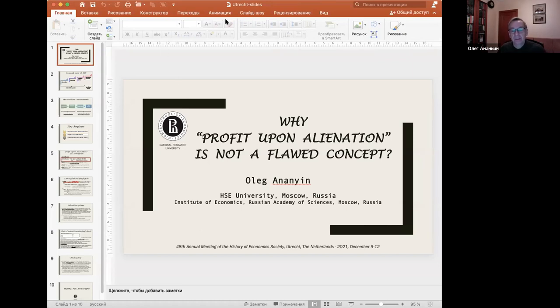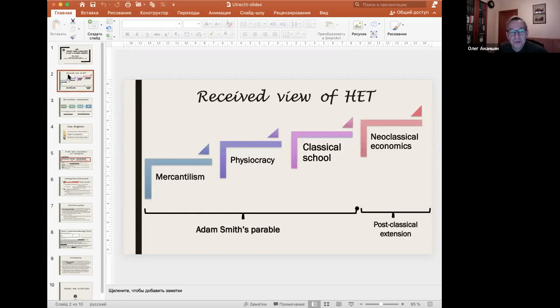The reason to ask this question about profit upon alienation is my interest in pre-classical economic thought, which in the histories of economic thought is usually conceived according to Adam Smith's story. In the fourth book of The Wealth of Nations, he wrote that there were some predecessors of his system, mercantilism, or the mercantile system, and physiocracy. These two systems are shown by Adam Smith as something flawed, something mistaken, especially the mercantile system.